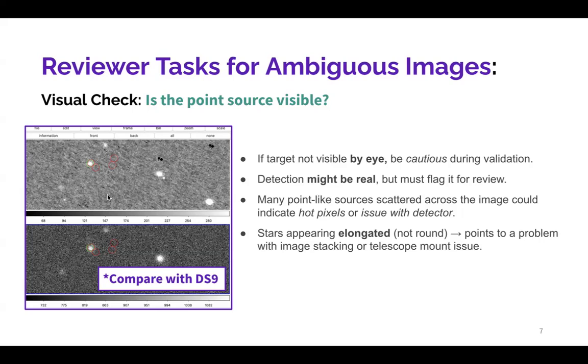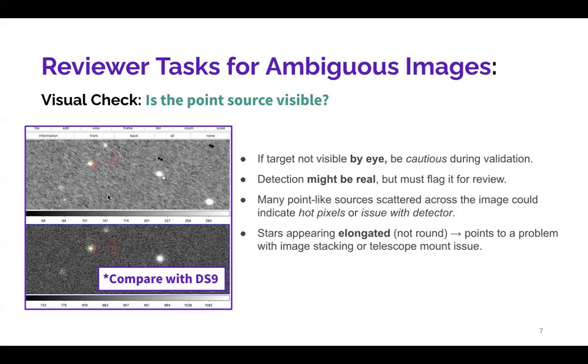So firstly, whether the target is visible by eye or not, because if it's not visible and you see a detection, this could be real or not. It's a bit trickier because this must be flagged for review, because you need to then make sure if you do actually detect something or not. Visually checking the image can also tell you that if you have a lot of point-like sources all around the image or scattered, it can indicate hot pixels or an issue with the detector.